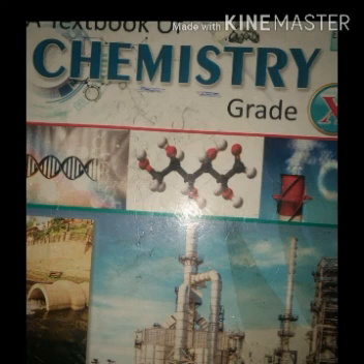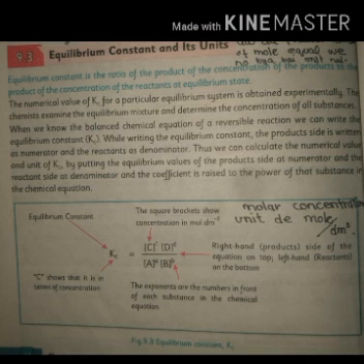Today the topic which is to be discussed here is equilibrium constant and its units from unit 9, chemical equilibrium. Equilibrium constant and its units. So first of all, here is the definition of equilibrium constant. It is the ratio of the product of the concentrations of the products to the product of the concentrations of the reactants at the condition of equilibrium, means at equilibrium state.